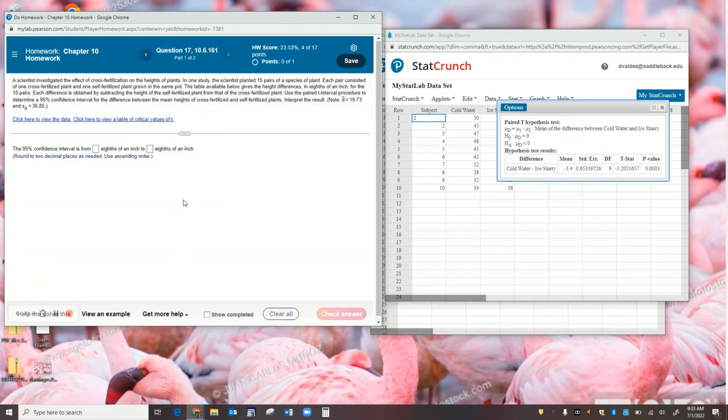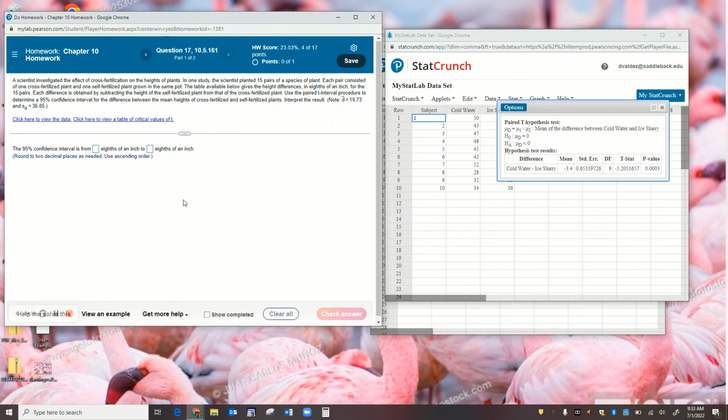Okay, last example here. Question 17, this is for a confidence interval. It says, a scientist investigated the effect of cross-fertilization on the heights of plants. In one study, the scientist planted 15 pairs of a species of plant. Each pair consisted of one cross-fertilized plant and one self-fertilized plant. The table available below gives the height differences in eighths of an inch for the 15 pairs. Each difference is obtained by subtracting the heights of self-fertilized from cross-fertilized.